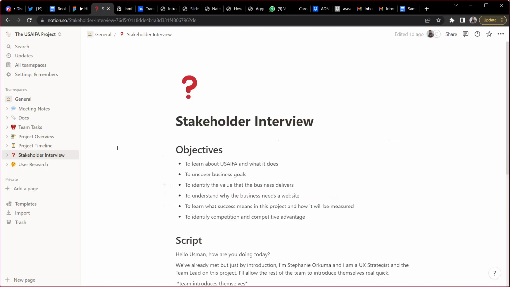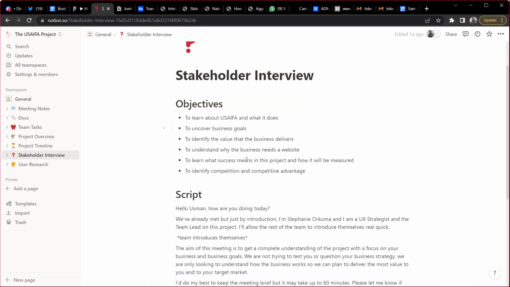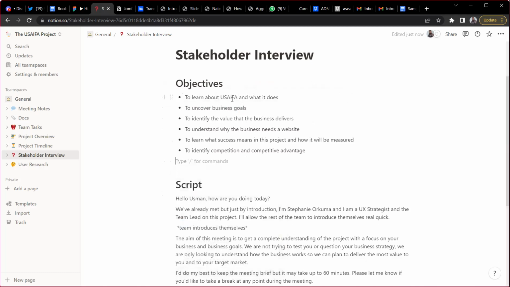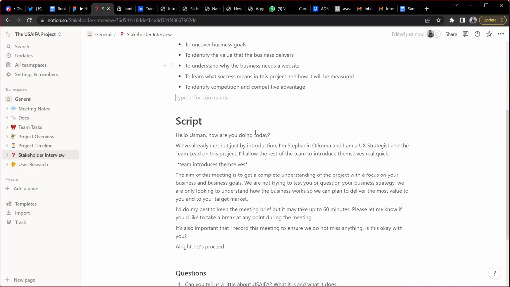Ticked done. These were checkboxes. I'd have just checked it or ticked it off. I'm not going to change it to checkbox. But yeah, so the next thing, to uncover business goals. For most of these objectives, I could just ask direct questions that would give me the answers I am looking for. So, to uncover business goals.